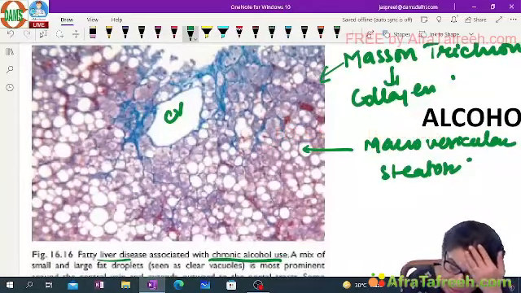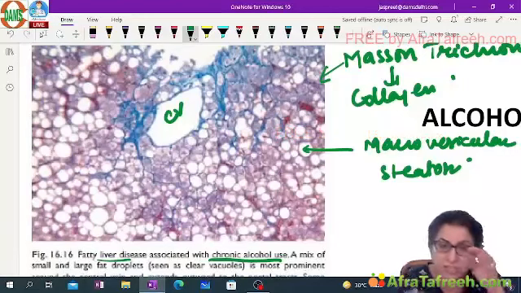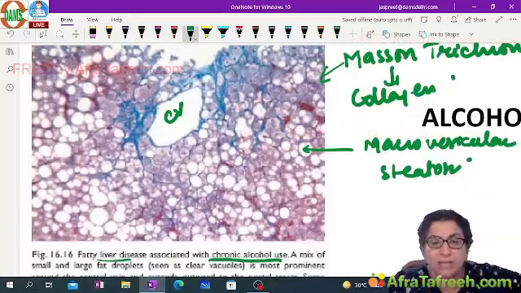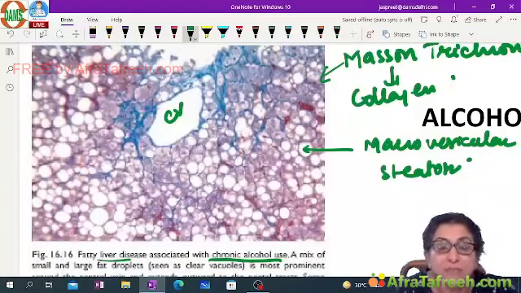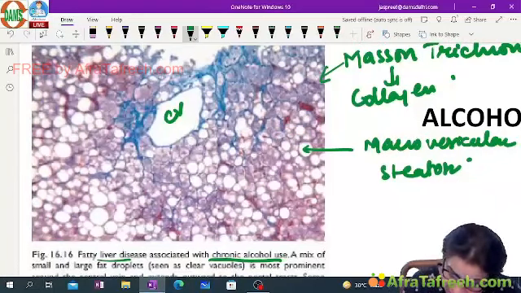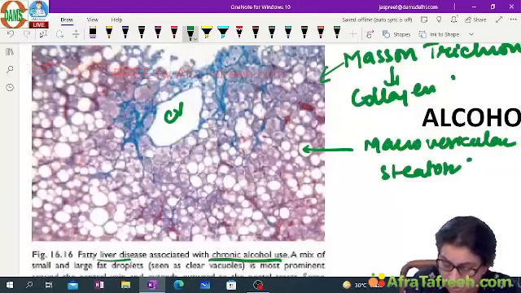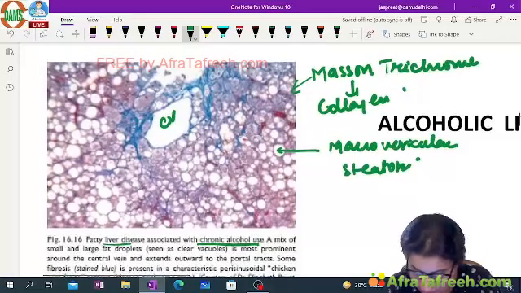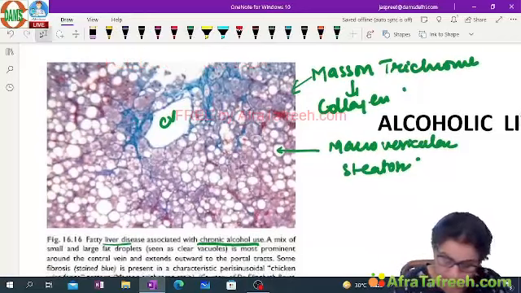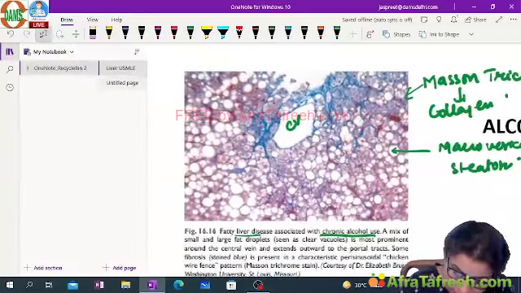In the center, this is the central vein. Around the central vein, you can see a number of blue colored lines coming out. All these blue colored lines are fibrous tissue. So fibrosis is happening around the central vein, and then it is going to the perisinusoidal areas. So perisinusoidal sclerosis is also happening. So Masson's trichrome is showing chicken wire fence appearance. Okay, so this is about alcoholic liver disease.